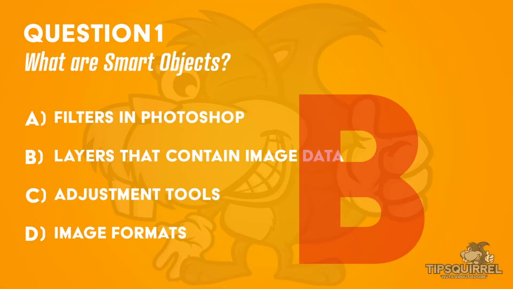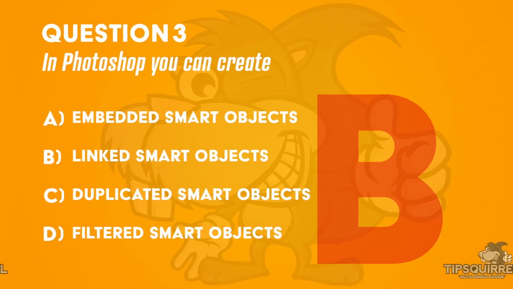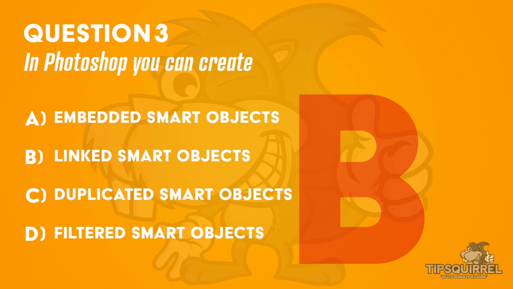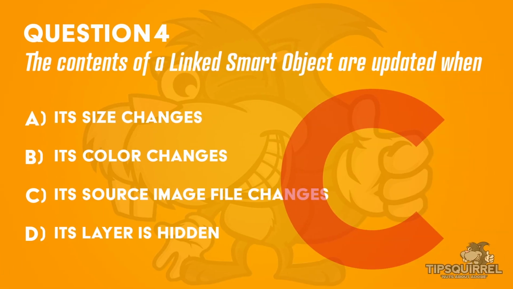Here we go. Question 1. What are smart objects? B. Layers that contain image data. Question 2. Smart objects preserve an image's source content to allow B. Non-destructive editing. Question 3. In Photoshop, you can B. Create linked smart objects. Question 4. The contents of a linked smart object are updated when C. Its source image file changes.